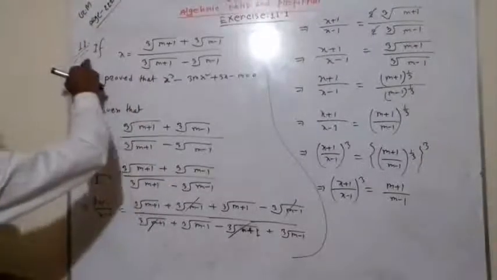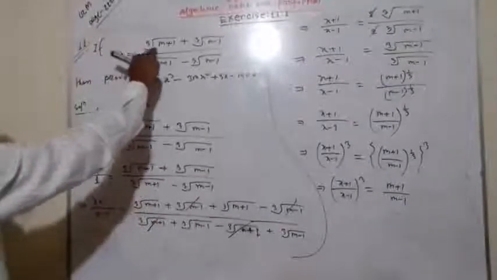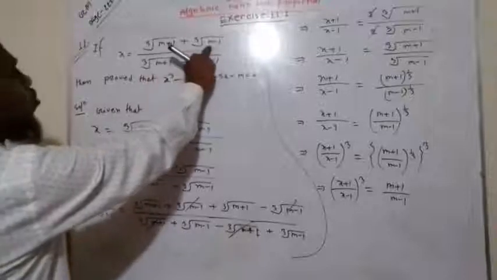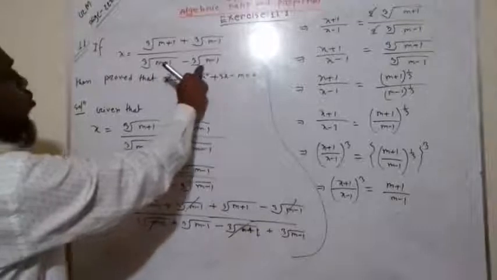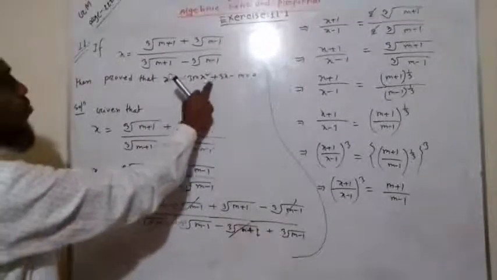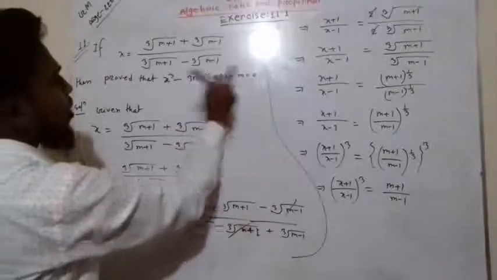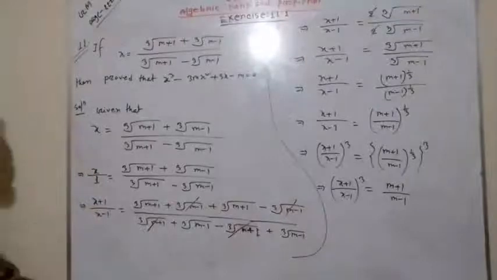Here the problem number 11. If x equal to (cube root of m plus 1 plus cube root of m minus 1) divided by (cube root of m plus 1 minus cube root of m minus 1), then prove that x cube minus 3m x square plus 3x minus m equal to 0. Let us start our solution.